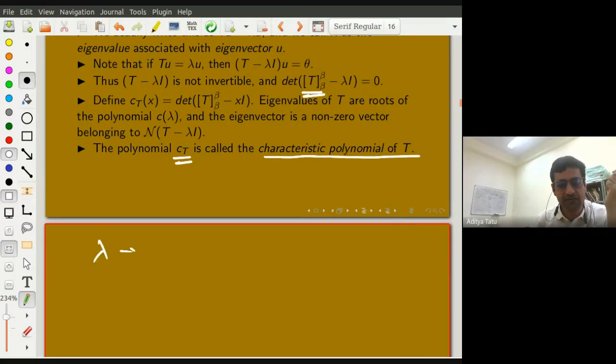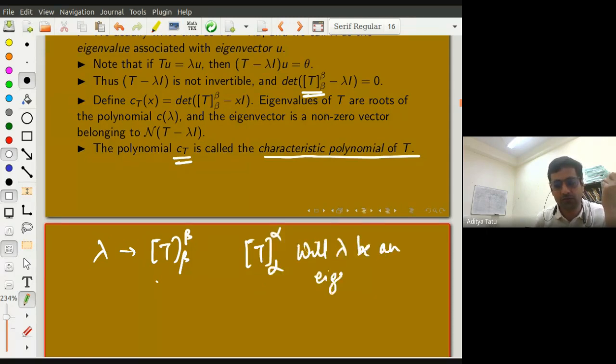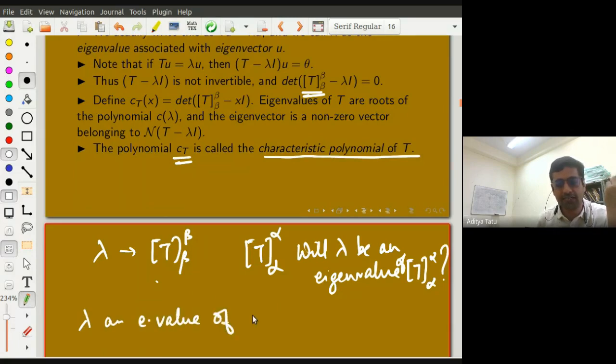If lambda is an eigenvalue of T beta beta, and instead of T beta beta I use this matrix T alpha alpha, will lambda be an eigenvalue of T alpha alpha also? If not, then we cannot really call lambda an eigenvalue of T, isn't it?